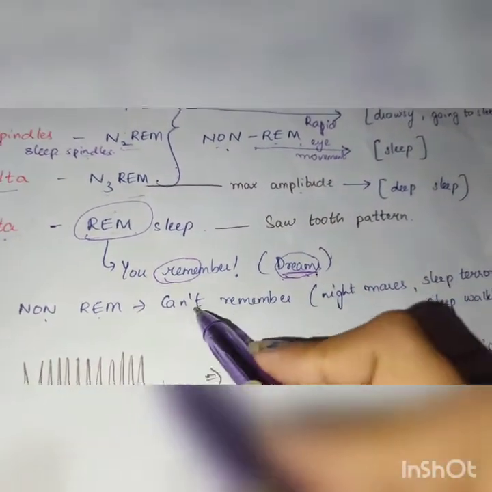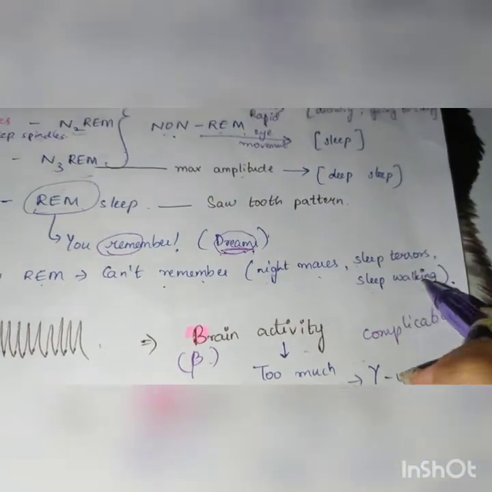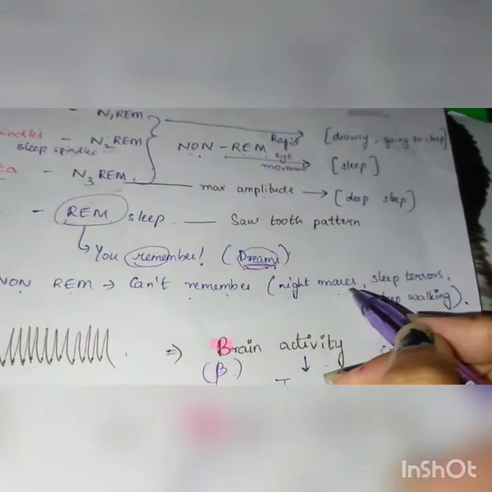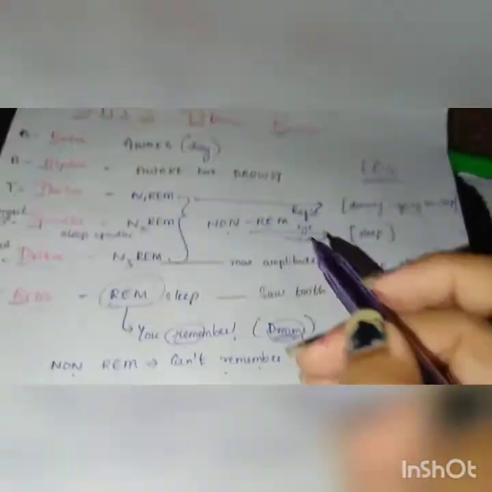Whereas in non-REM sleep, you cannot remember anything. You have nightmares, you have sleep terrors, sleepwalking. You can ask anybody who has these things. They won't remember the next day what happened to them. Whereas dreams, you can recollect your dreams.